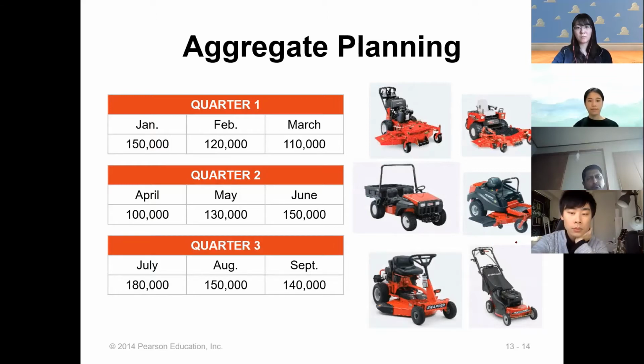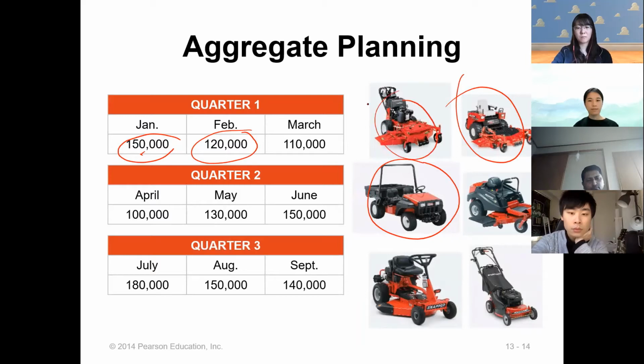It doesn't matter whether it is a 4-wheel truck or a 2-wheel lawnmower, because these different products are used for different times. At a certain time, when it is low demand, you can produce this, for example. So that's why it is an aggregate of everything, all of them. It's not just one particular product, okay? So this is the aggregate plan.